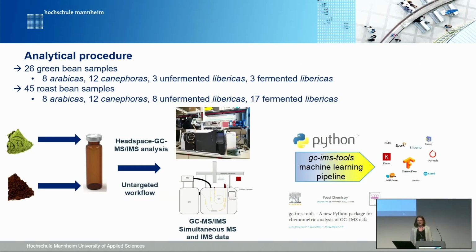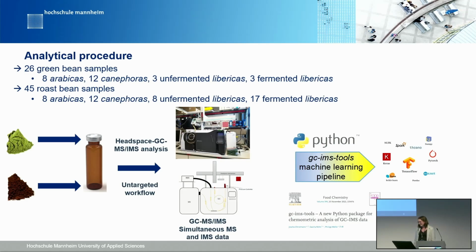So what did I do with the coffee? I had 26 green coffee bean samples, which consisted of 8 Arabicas, 12 Canephorus, and 3 unfermented and 3 fermented Libericas. And I had 45 roast bean samples that also consisted of 8 Arabicas, 12 Canephorus, but 8 unfermented and 17 fermented Libericas. I got them kindly from Dr.